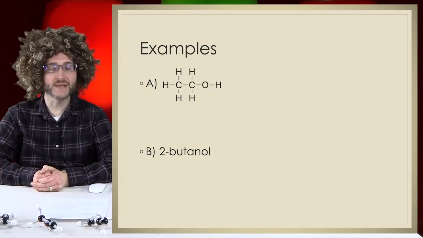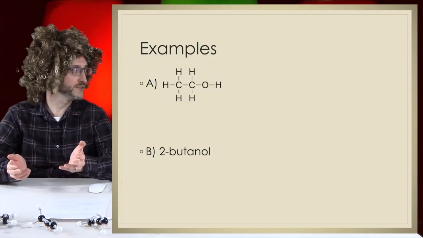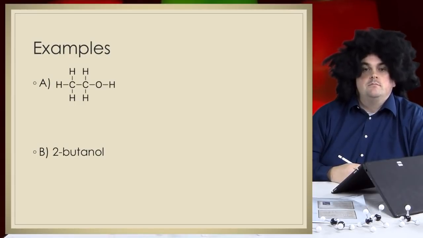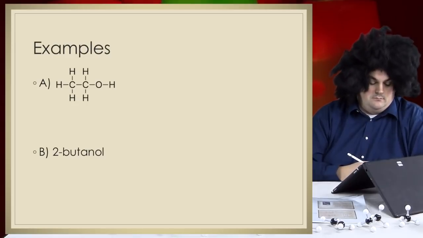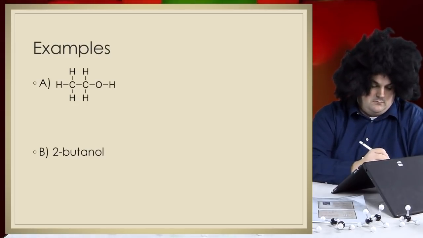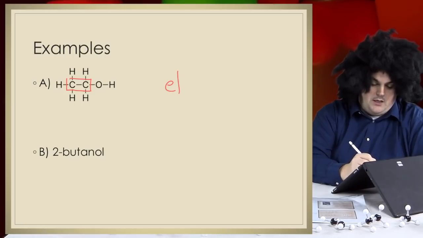All right, we're gonna do some examples of alcohols. You ready? I am. All right, let's name letter A. We wanna start by naming our main chain. Looks like I got 2 carbons here, so ethane.